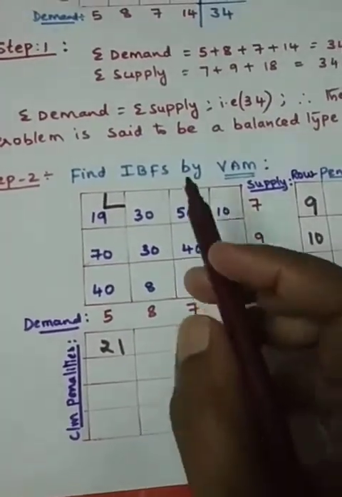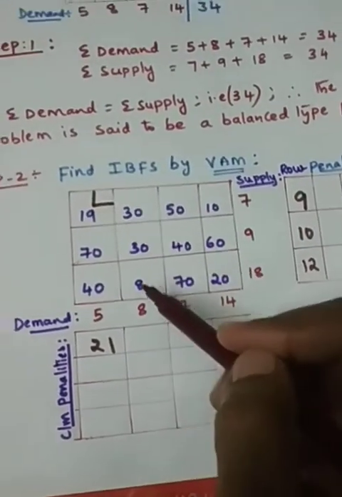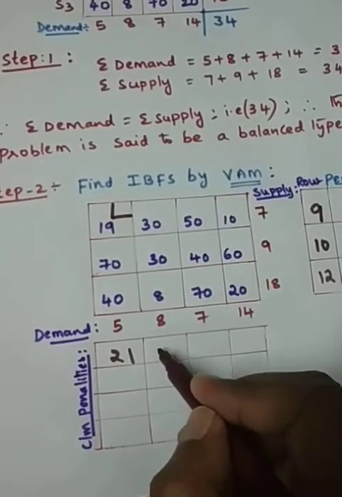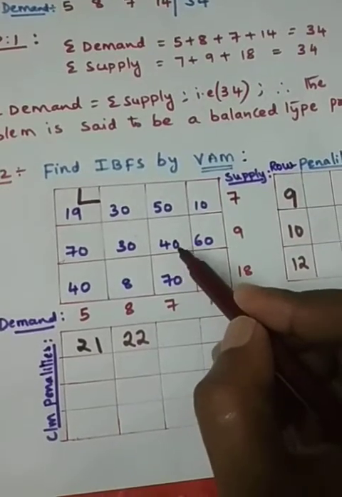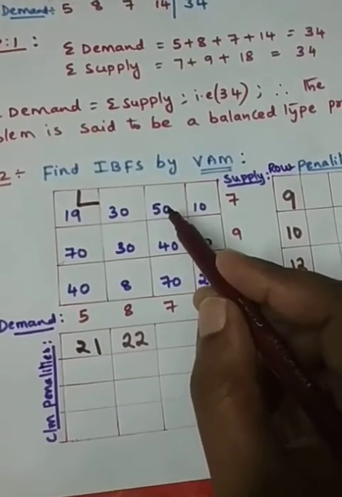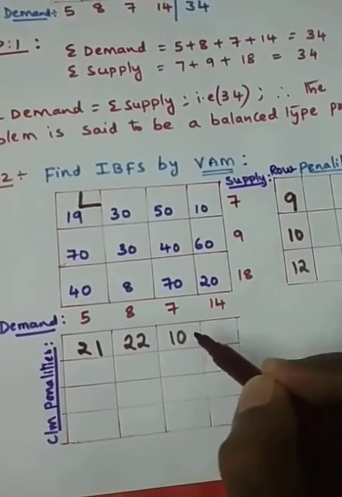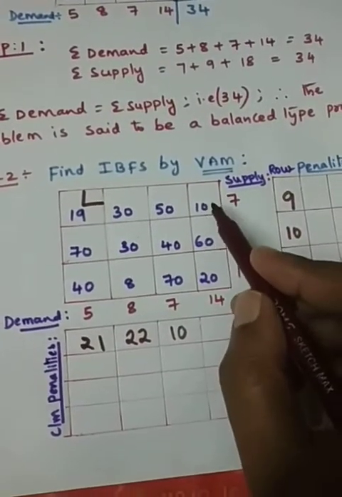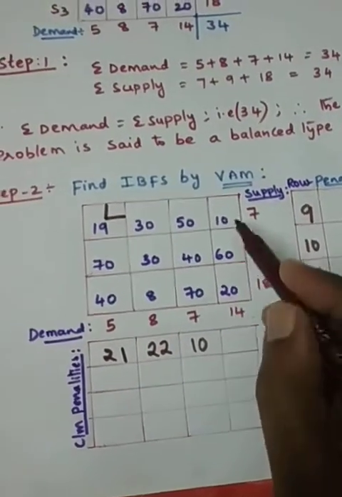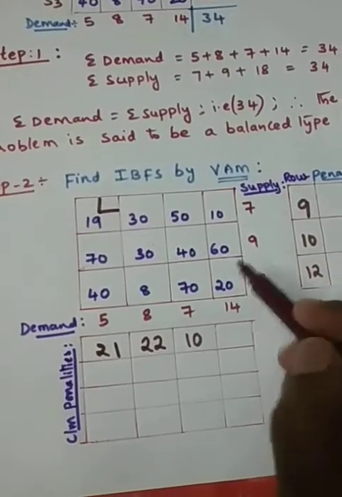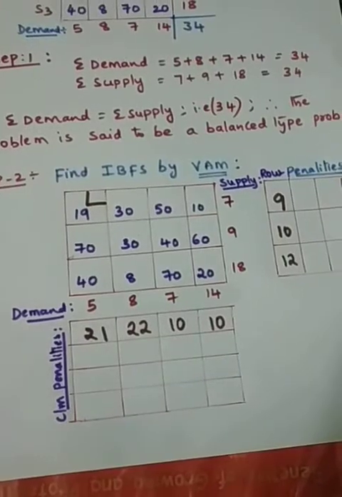Similarly, the first least value in the second column is 8, the next least value is 30. 30 minus 8 is 22. Similarly, for the third column, the first least value is 40, the next least value is 50. The difference between these two least values gives you 10. Similarly, for the fourth column, the first least value is 10, the next least value is 20. The difference, 20 minus 10, is 10 again. So these are the penalties for the rows and columns.